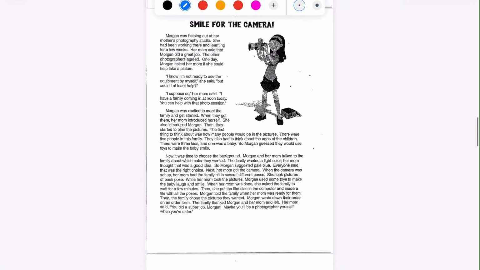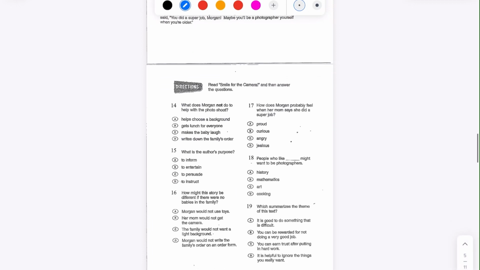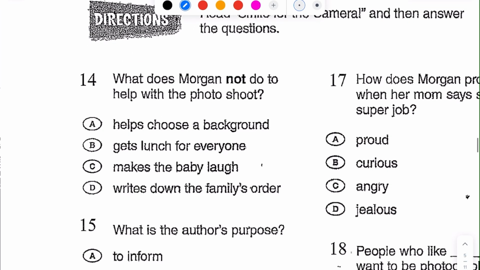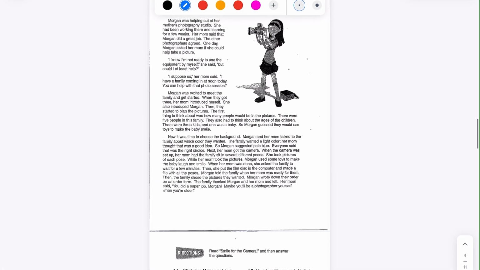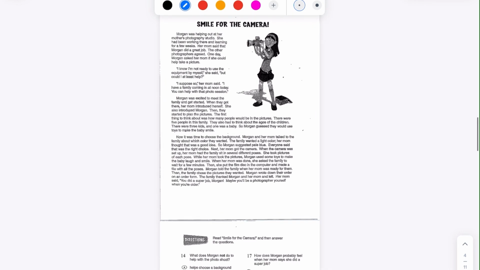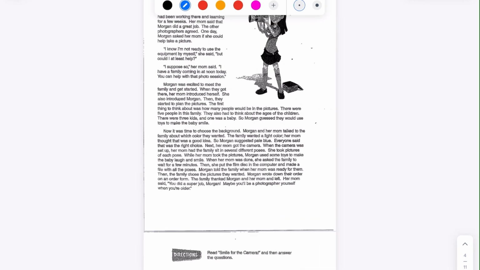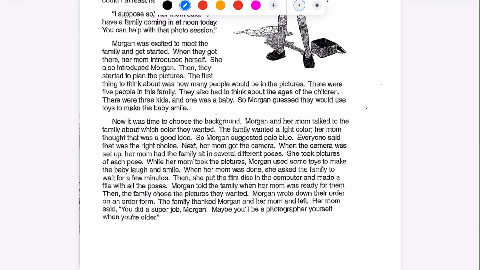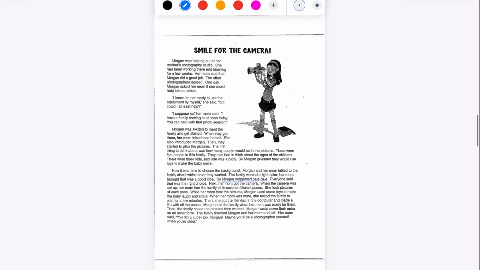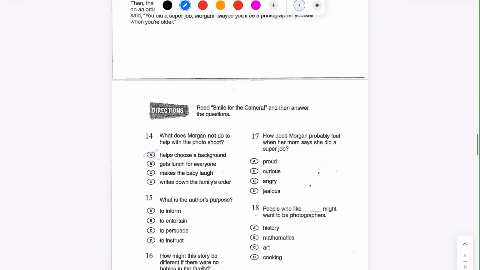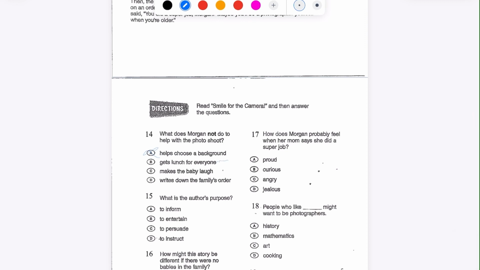All right, so we finished that story, and now we can answer these questions. So again, 14 says, what does Morgan not do with the photo shoot? So again, you have to look back to the text and match all the choices there. So, A: to help choose the background. All right, so over here we see that Morgan suggested pale blue, so she definitely chose the background. That's A is incorrect. We're looking for one that she did not do. B says she gets lunch for everyone. Nowhere here do you see lunch at all, so we can probably assume that B is the answer.